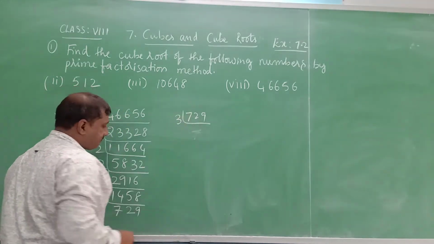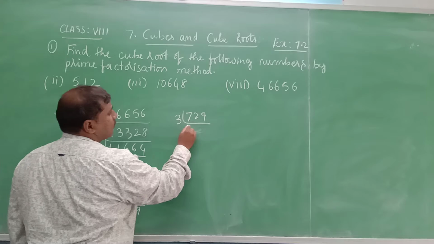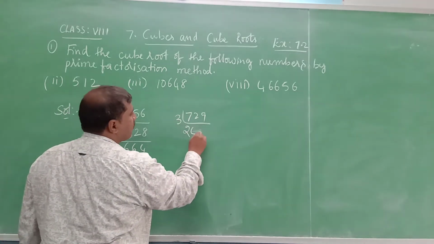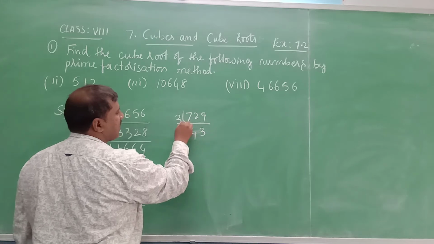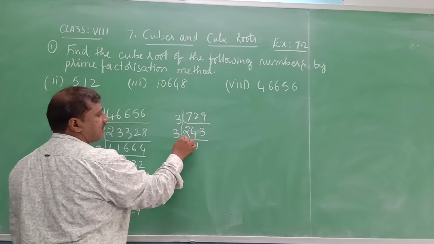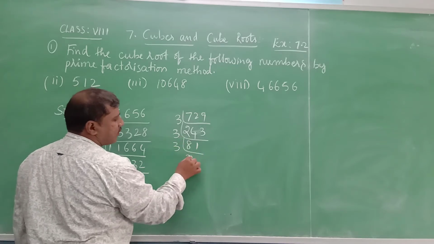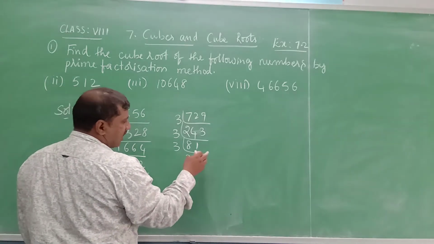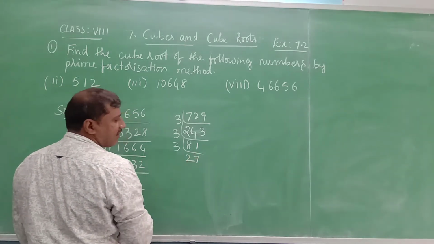Yes. So 3 2s are 6. 7 minus 6, 1, with 2, 12. 3 4s are 12. 3 3s are 9. Again with 3: 3 8s are 24. 3 1s are 3. 3 2s are 6. 8 minus 6 is 2 and bring down 1. It is 21. 3 7s are 21.